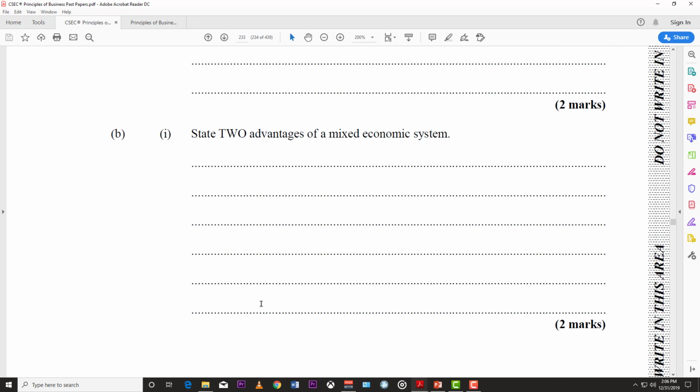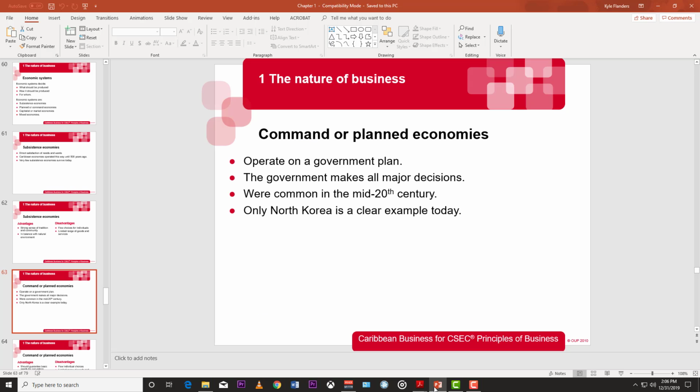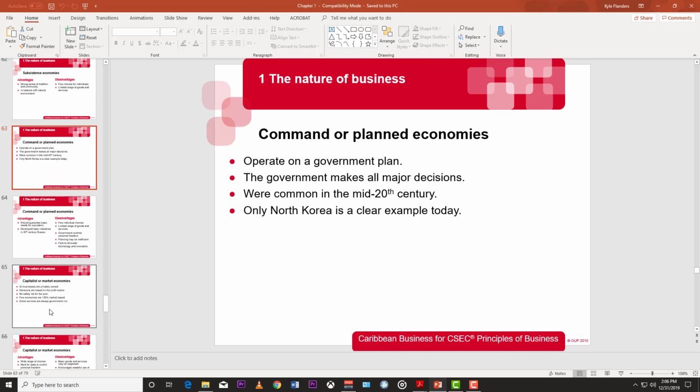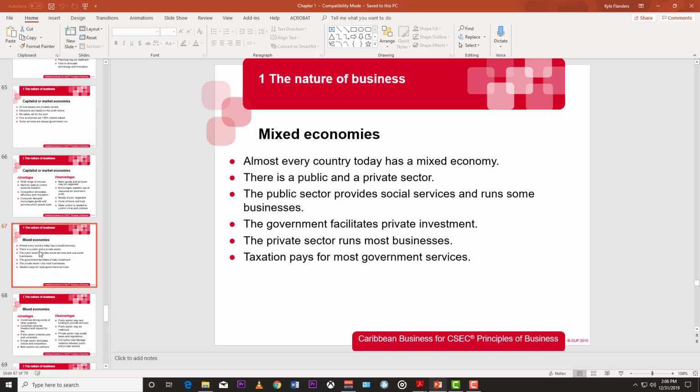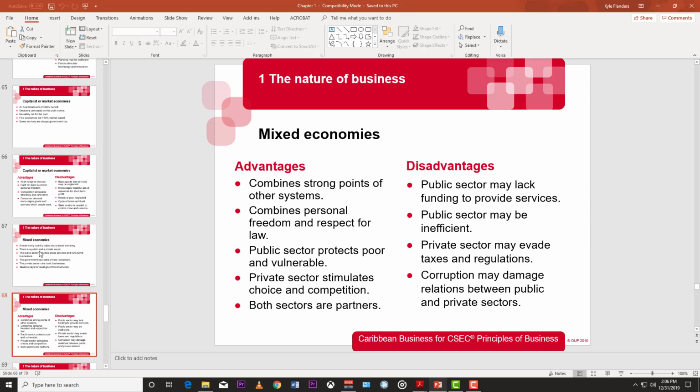2 advantages of the mixed economic system, and for that one, we'll go right back to the slides. For the mixed economic system, you have a whole bunch to choose from here. One, it combines the strong points of the other systems, which means it's a combination of all the other systems to take the strengths from the other economic systems, like the capitalist and the command. It combines personal freedom and respect for the law. The public sector protects the poor and the vulnerable.